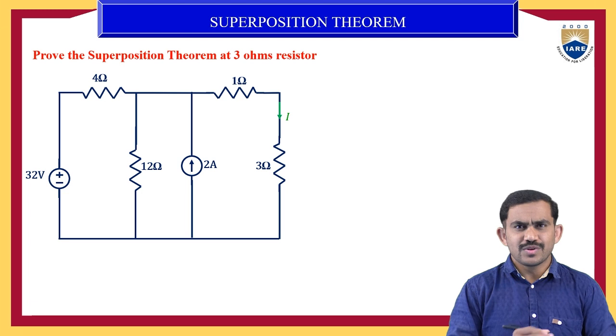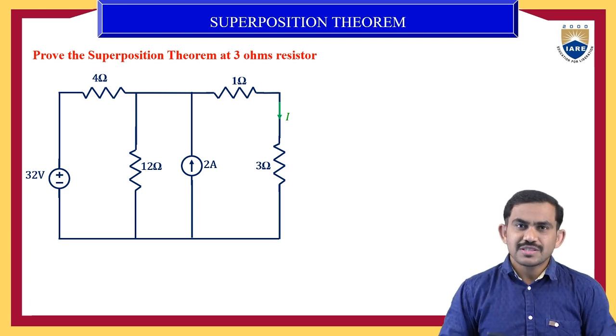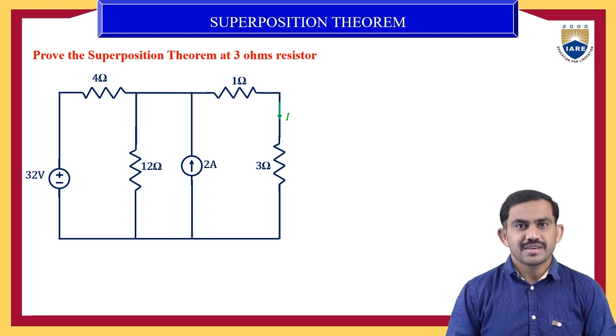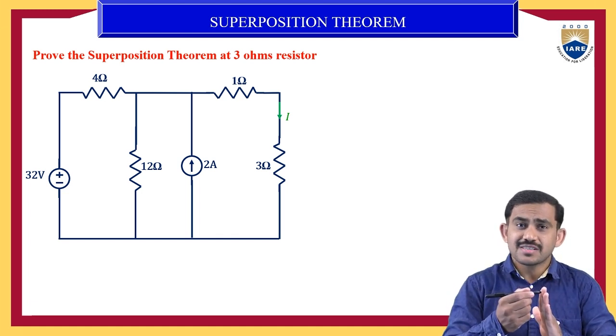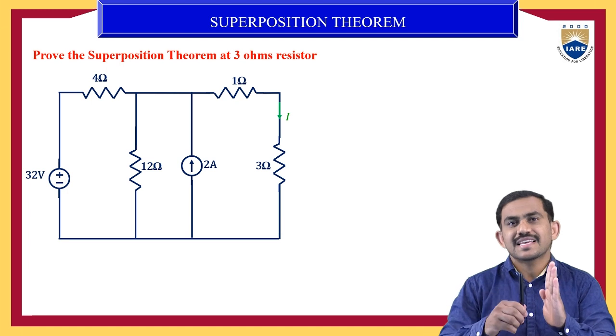I need to use source transformation here. That is a simple procedure. What is source transformation? Source transformation means a voltage source in series with a resistor can be converted to a current source in parallel with the same resistance.